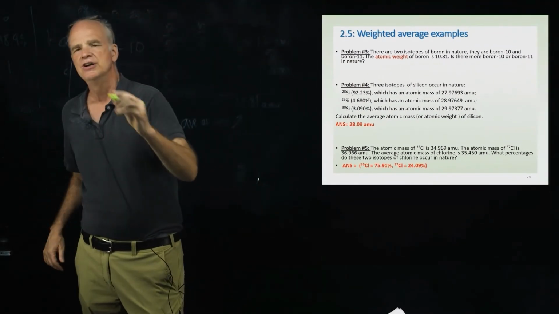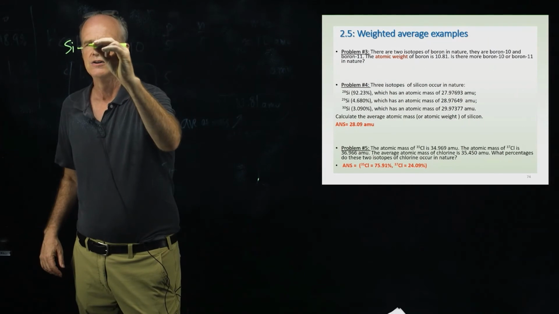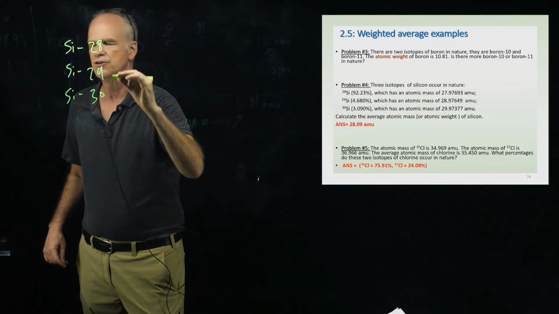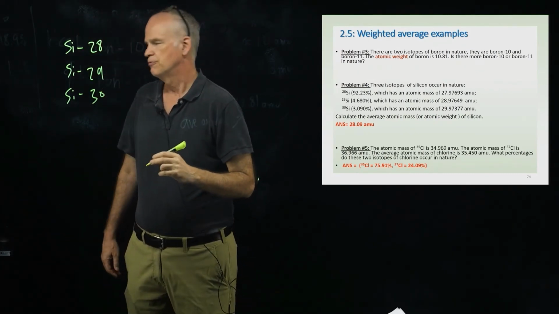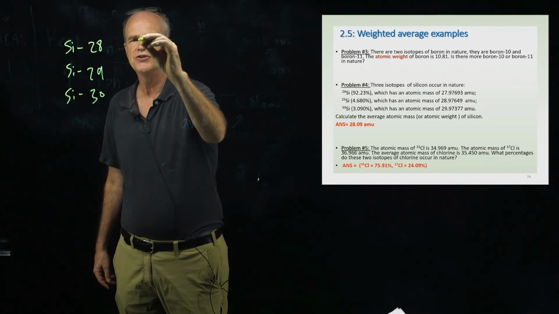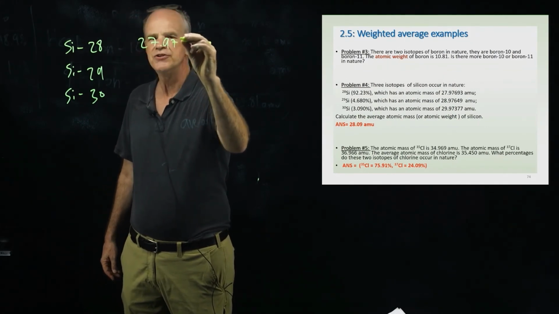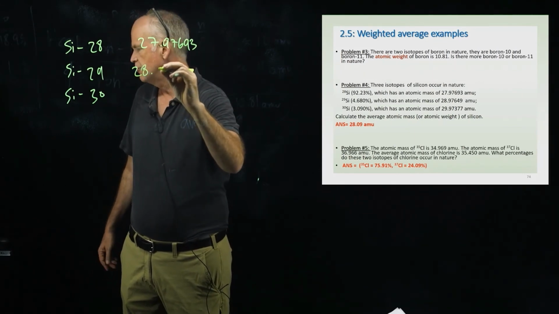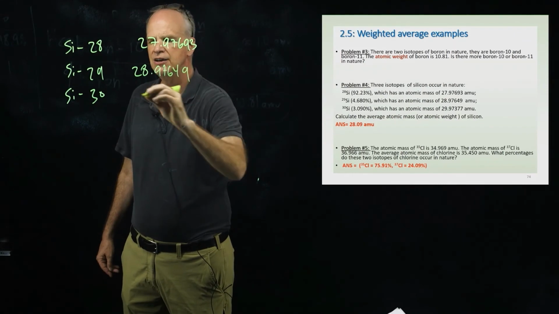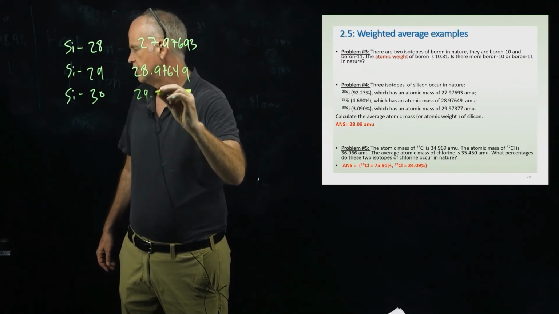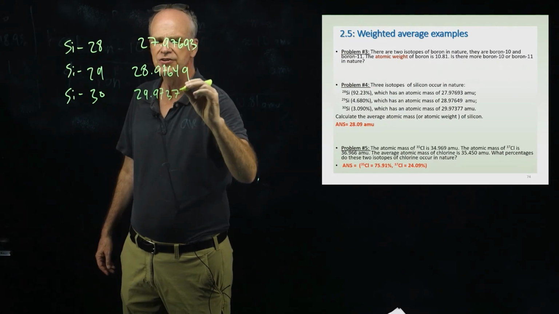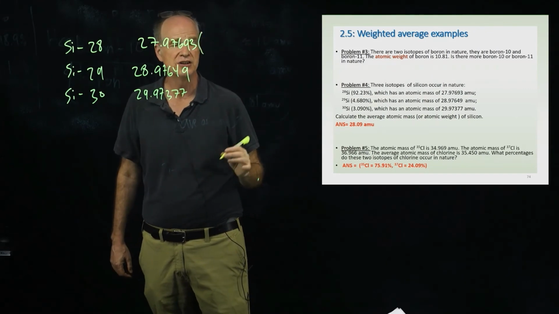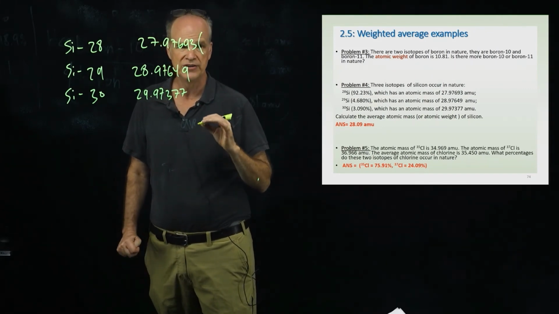Okay, so this is what you do. So you have silicon 28, silicon 29, silicon 30. And so what you want to do is write out their atomic masses, and so it's 27.97693 for silicon 28. For silicon 29, it's 28.97649. For silicon 30, it's 29.97377. And then for each of these atomic masses, you remember that you take the percentage and convert it to a decimal, and you multiply that by the decimal abundance.